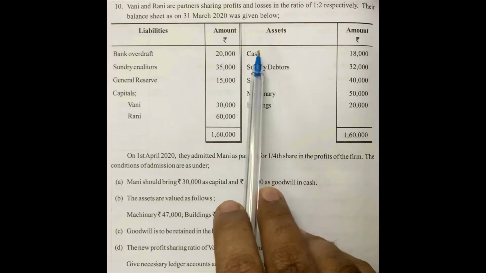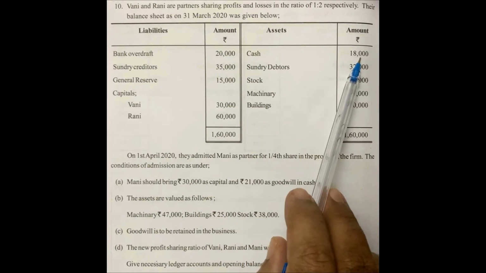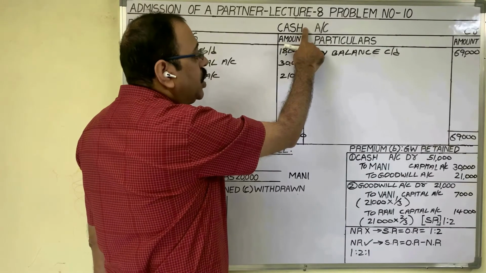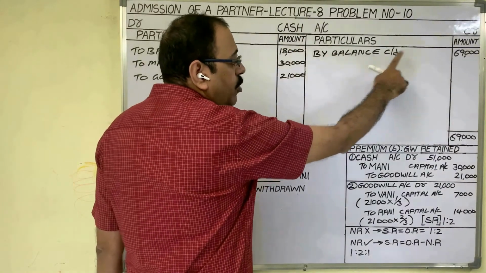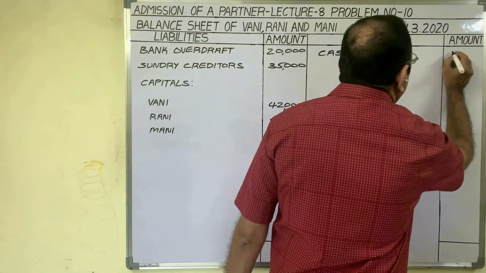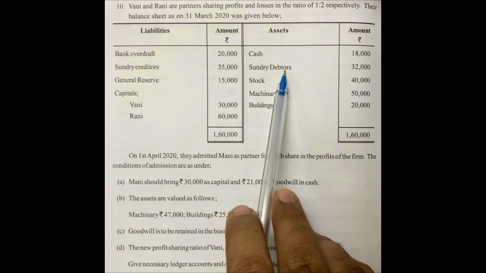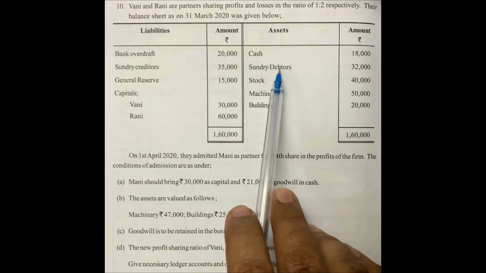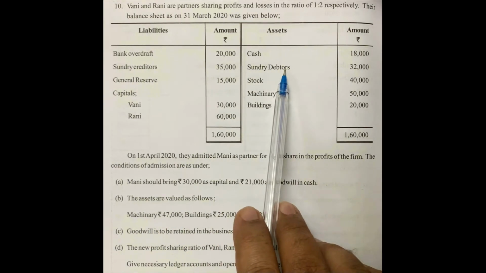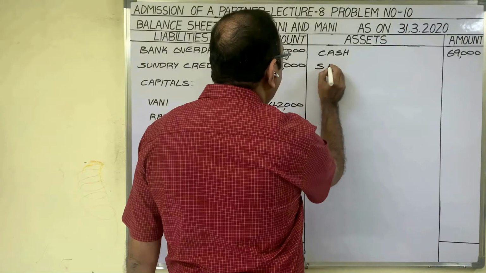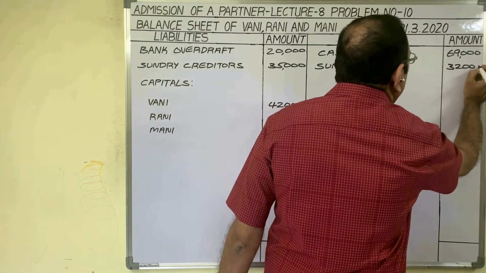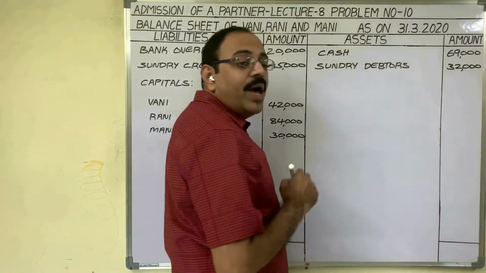Now come to the asset side. Cash 18,000 rupees. Don't show this amount here. Then which amount should we show here? In the cash account, the answer is there: balance carried down amount 69,000. This amount we should show here. Cash 69,000 rupees. Next, sundry debtors 32,000 rupees. Related to this, there is no additional information. Therefore, as there is no adjustment, the old balance sheet value 32,000 we write in the new balance sheet also.